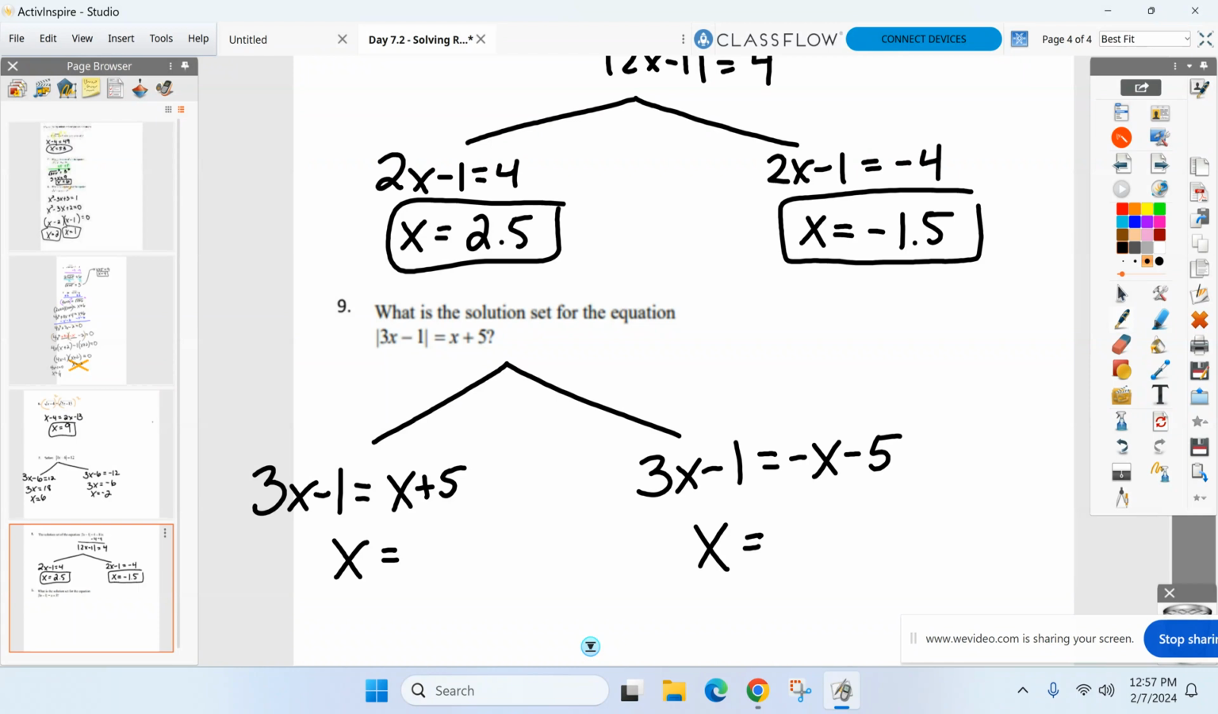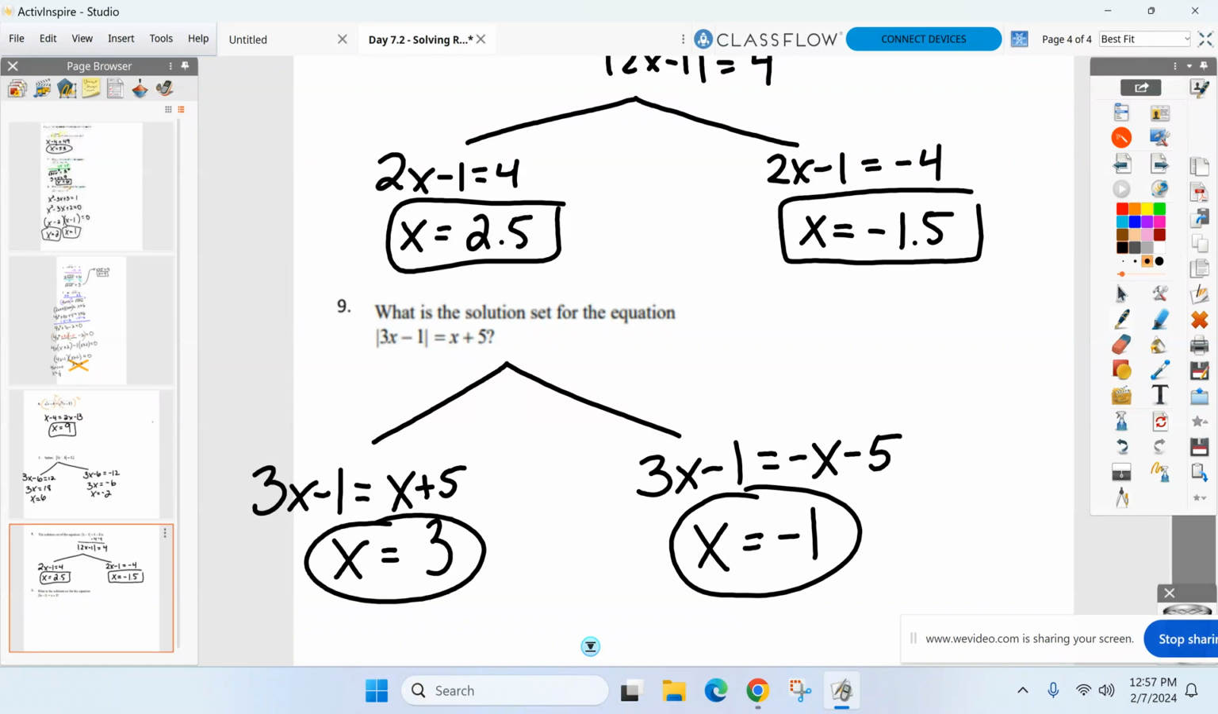Okay, x equals 3. And x equals negative 1. Look at their numbers there. I'm still getting x equals negative 1. Yep, negative 1. And they both work.